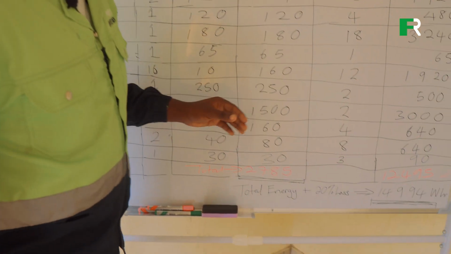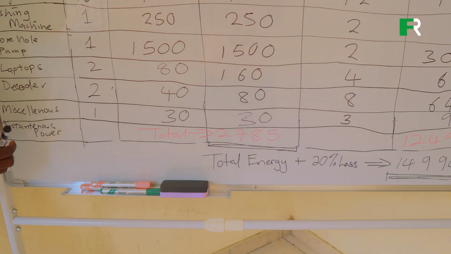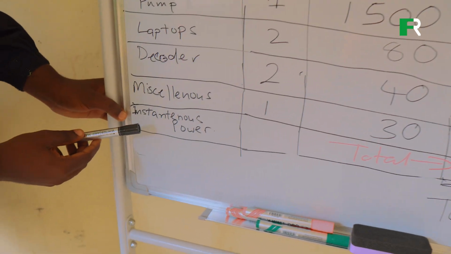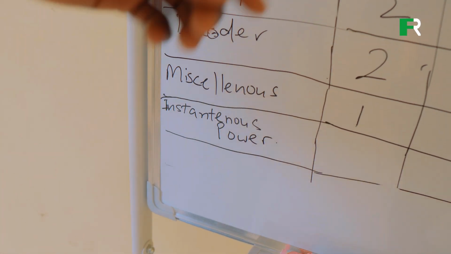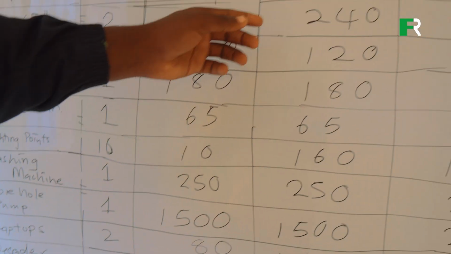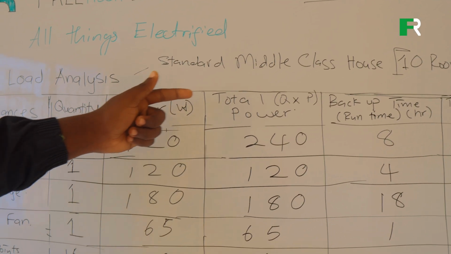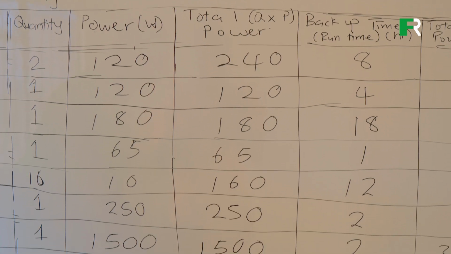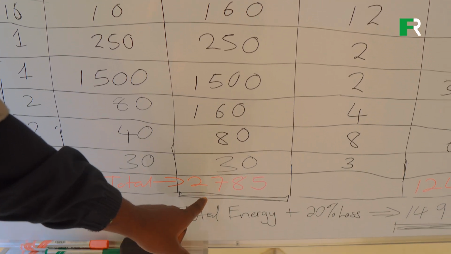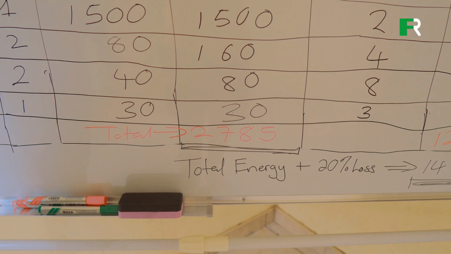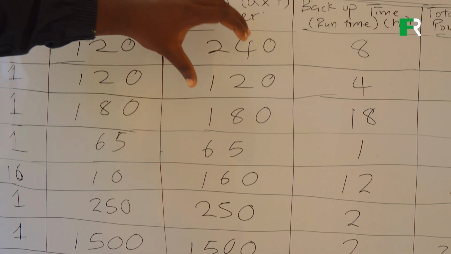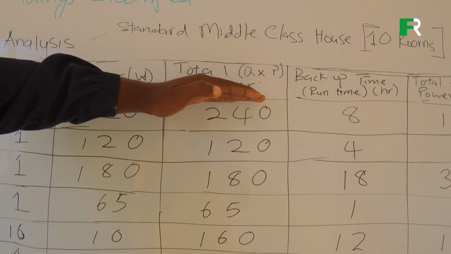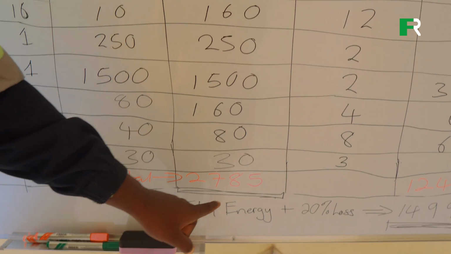What is important in this table is what we call instantaneous power. Instantaneous power is the summation of these totals, of the total power. Here it is 2,785. If you add up this row from here to here, you get 2,785.